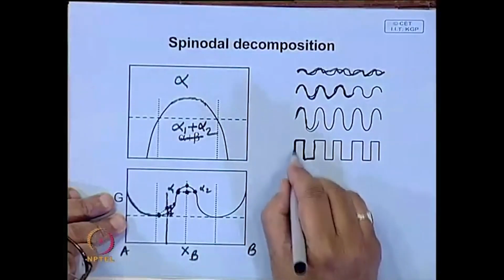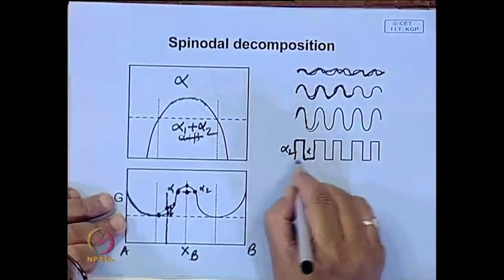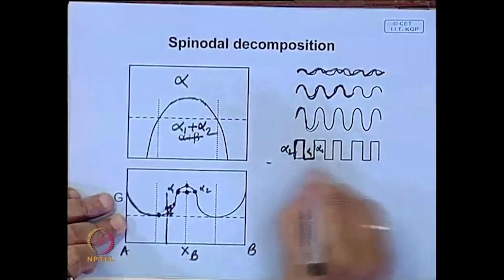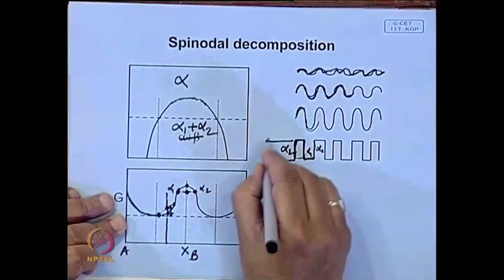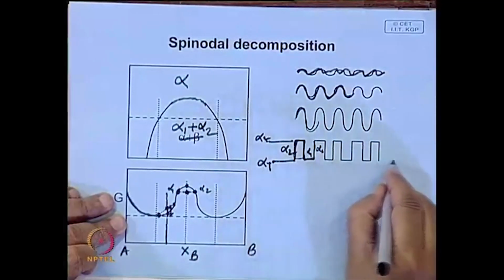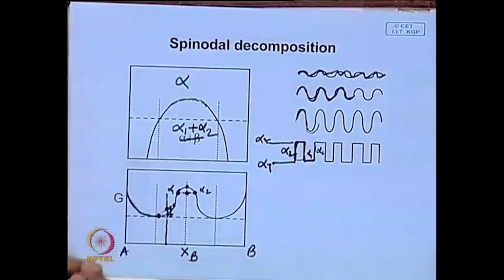So, suppose this is alpha 2, this is alpha 1, this composition, this is alpha 2, this area. So, this corresponds to one composition, this corresponds to alpha 2, this lower one corresponds to alpha 1. So, what is the advantage of this precipitate? If such small fluctuations you can let it form into a precipitate, it will be a homogeneous precipitation, you will have uniform precipitate all through the matrix.